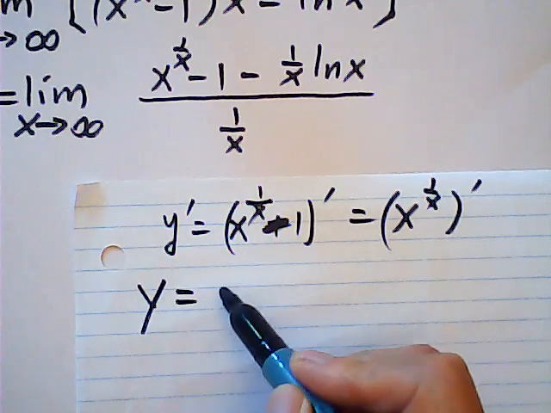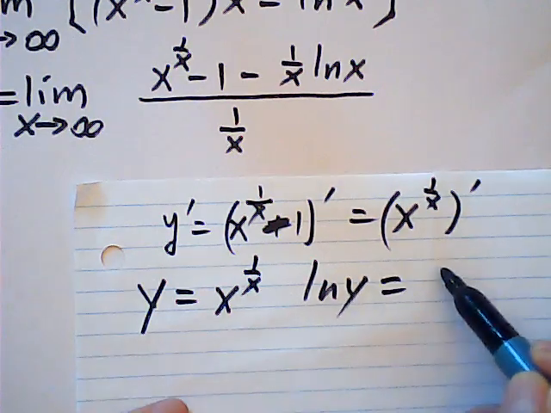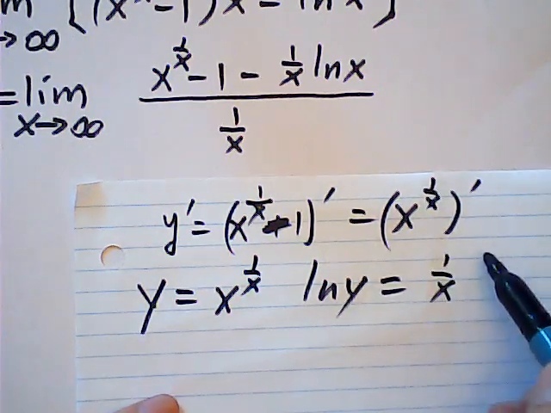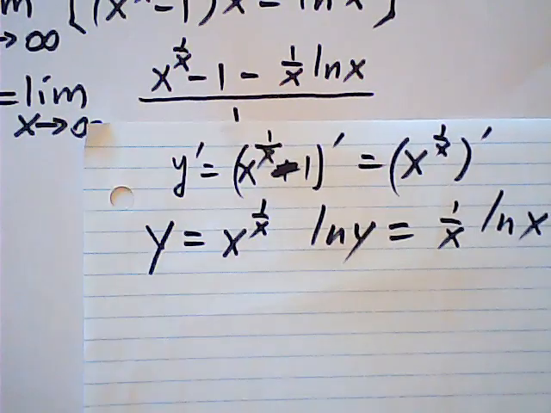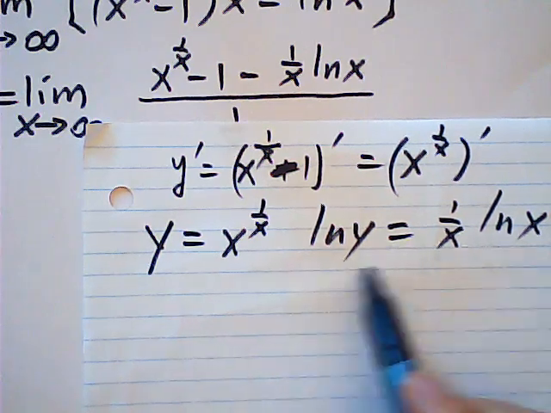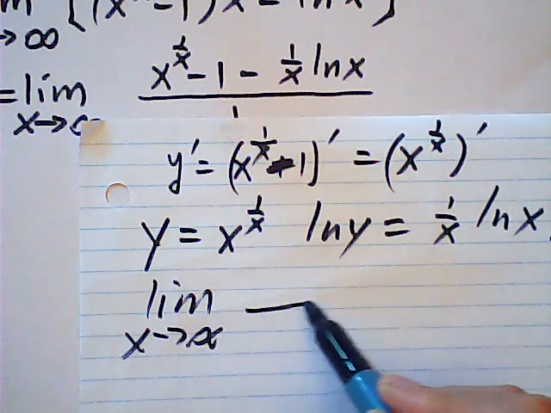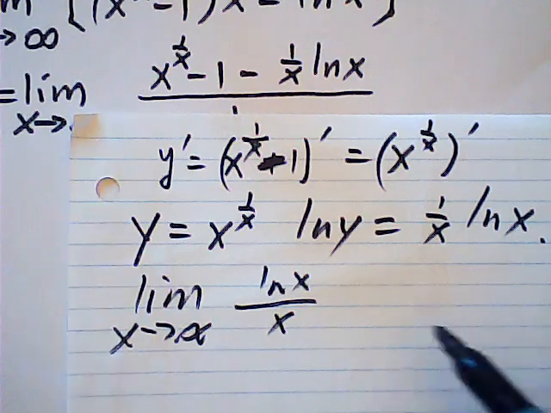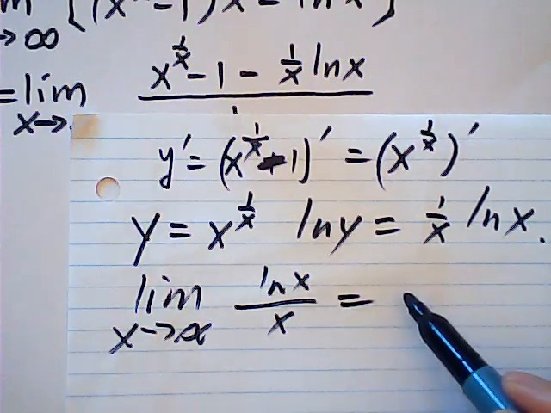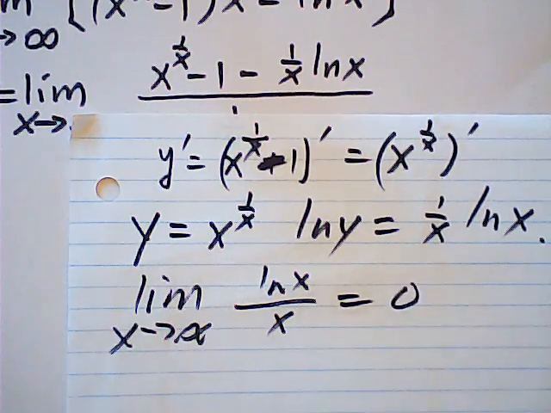Let's say this one, y equals this. Then log y is equal to 1 over x times log x, right? Then we take the limit as x goes to infinity of log x over x, which is equal to 0, right?